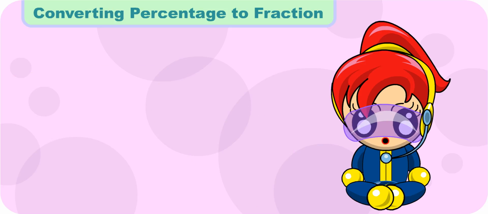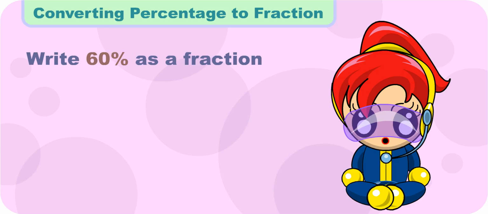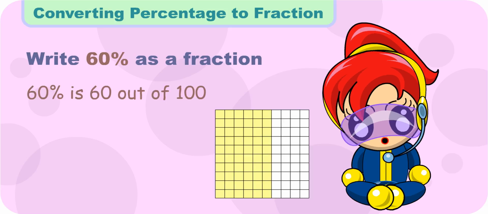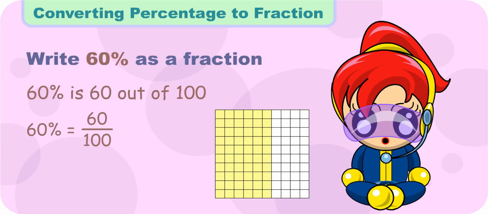Turbo Girl, can you write 60% as a fraction? 60% is 60 out of 100. So, 60% equals 60 over 100. And when reduced to the simplest form, it is 3 over 5.